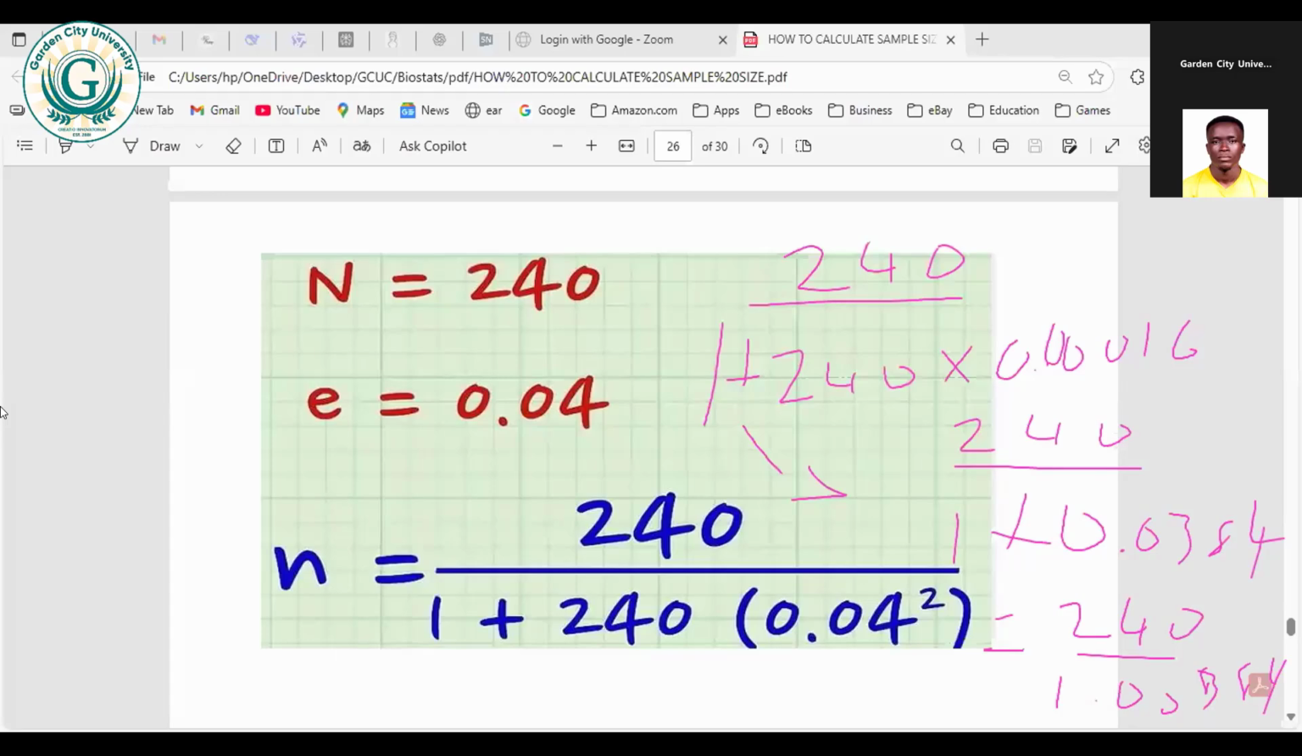So we have 240 dividing. We have 6250. The final answer? Yes, please. 6250. Are you sure? 6250. So I don't know. I think I'm using a phone calculator, so I don't know if that's giving me the right answers. Oh no, I don't think that.